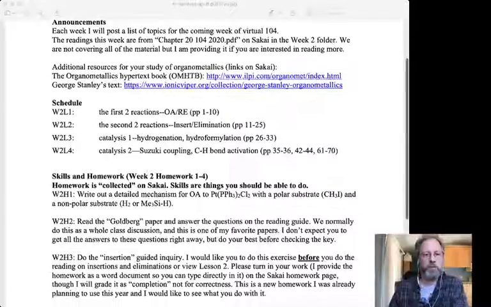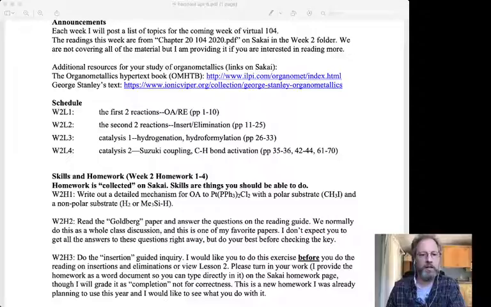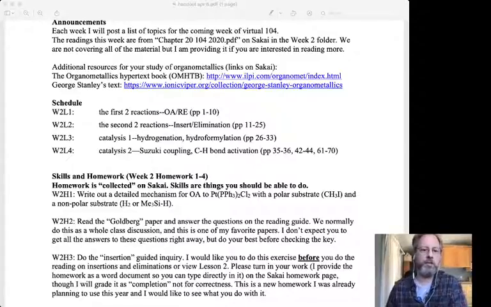All right, so there's going to be 4 lessons this week, and I'm thinking right now that I'm going to be dividing some of these lessons into 2 videos. I haven't decided for sure yet, but the first 2 reactions are oxidative addition and reductive elimination, which will be pages 1 through 10 of the reading. The second 2 reactions are insertion and elimination, pages 11 through 25.